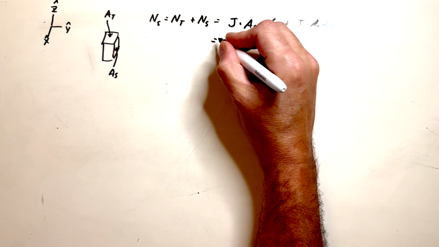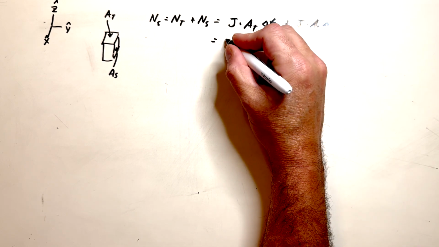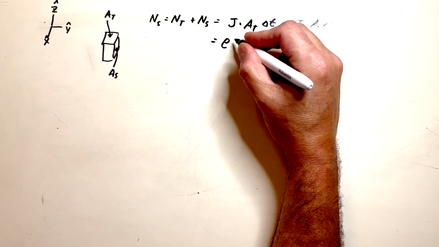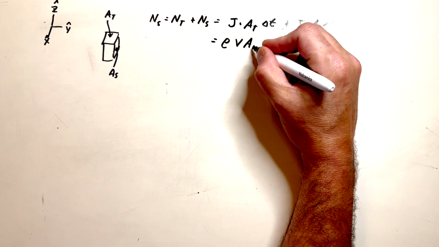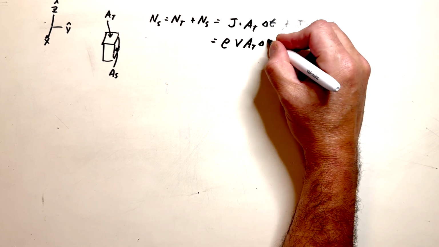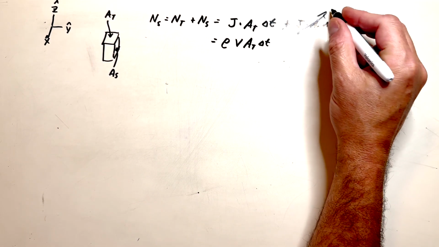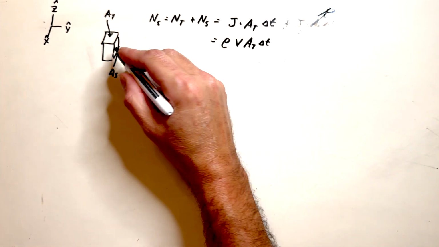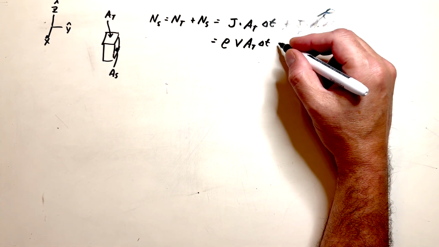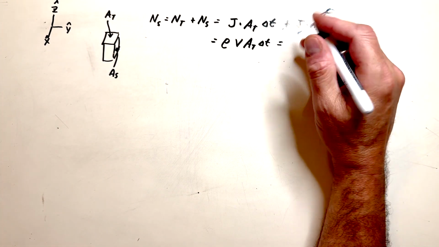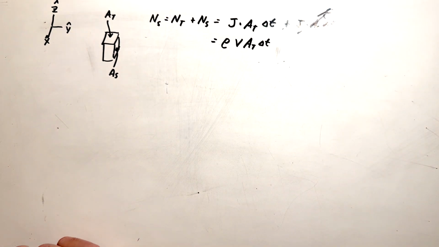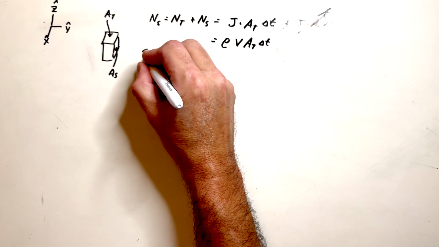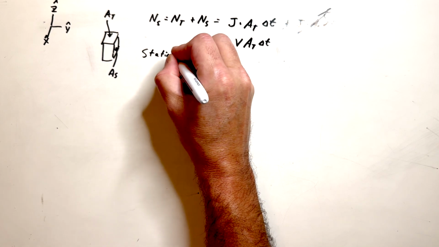And this will be equal to the raindrop density rho times the velocity of the raindrops v times A sub t times delta t. And this component here is 0, right? Because if it's coming straight down, nothing's going to hit us in the side. And so this is the expression for the number of raindrops that are hitting us. All right, so that's the stationary state.